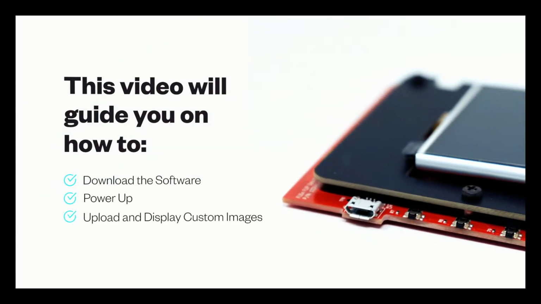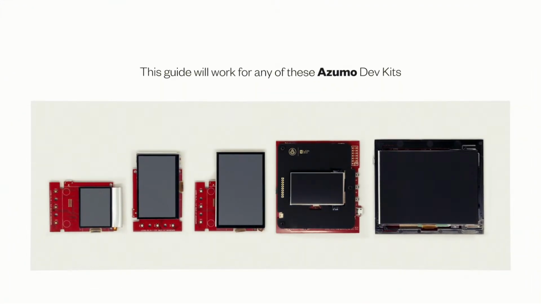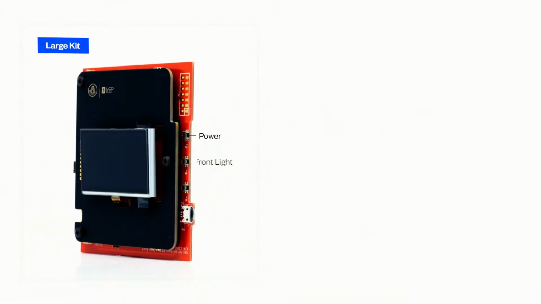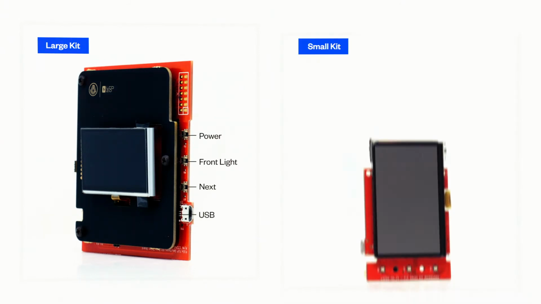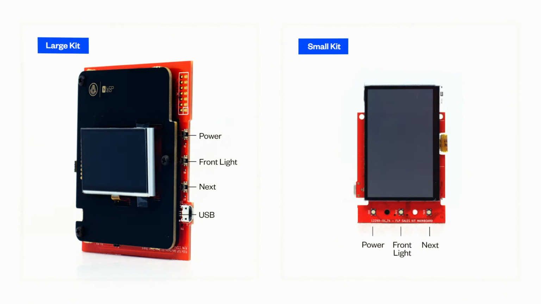This video will guide you on how to download the software, power up, and upload and display custom images on your dev kit. This guide will work for any of these Azumo dev kits. On the larger kits, the control buttons and USB connector are on the side, and on the smaller kits you can find the control buttons and USB on the front of the board.